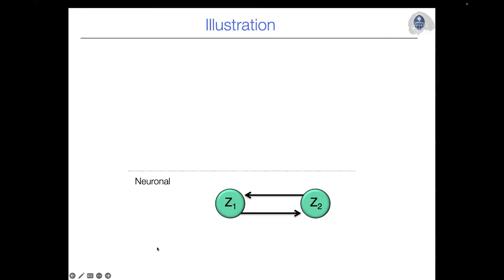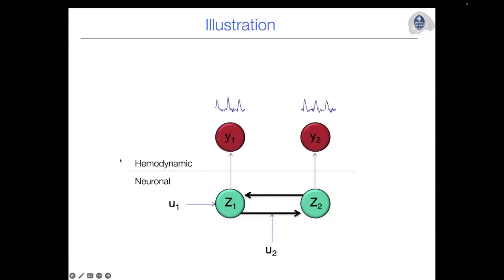I can never see this, right? But what I can see is I can measure, and let's say that you have inputs. I do some input to this system where I manipulate Z1 and I modulate the connection between Z1 and Z2 somehow. How does that impact this system? Well, the only way I can do it is by measuring the hemodynamic response, which is not the neuronal firing.